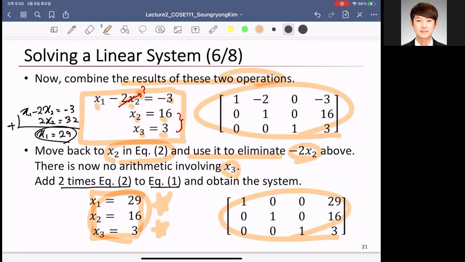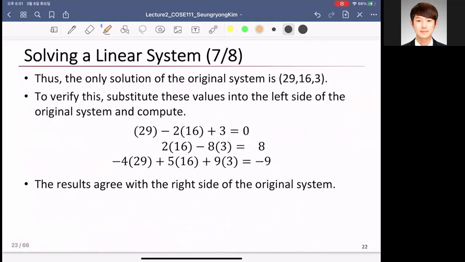Right? It is related to the definition of the solution. The solution means the solution should make the original system, I mean each original linear equation, a true statement, right? Okay, let me check. So we can say the solution is 29, 16, 3. To verify this, substitute these values into the left-hand side of the original system and compute.